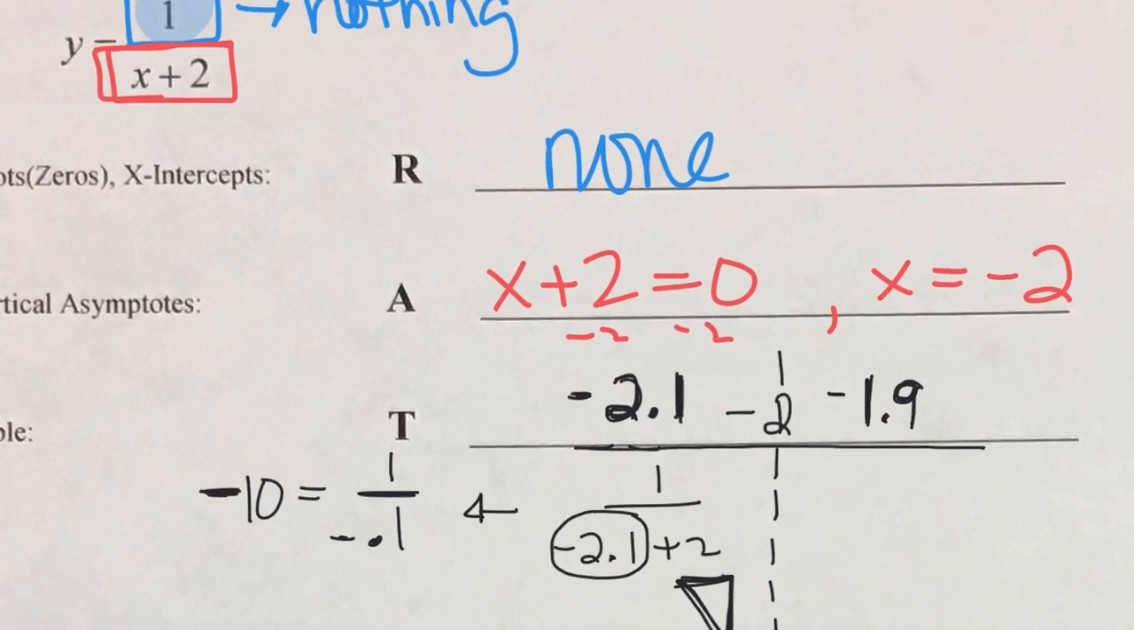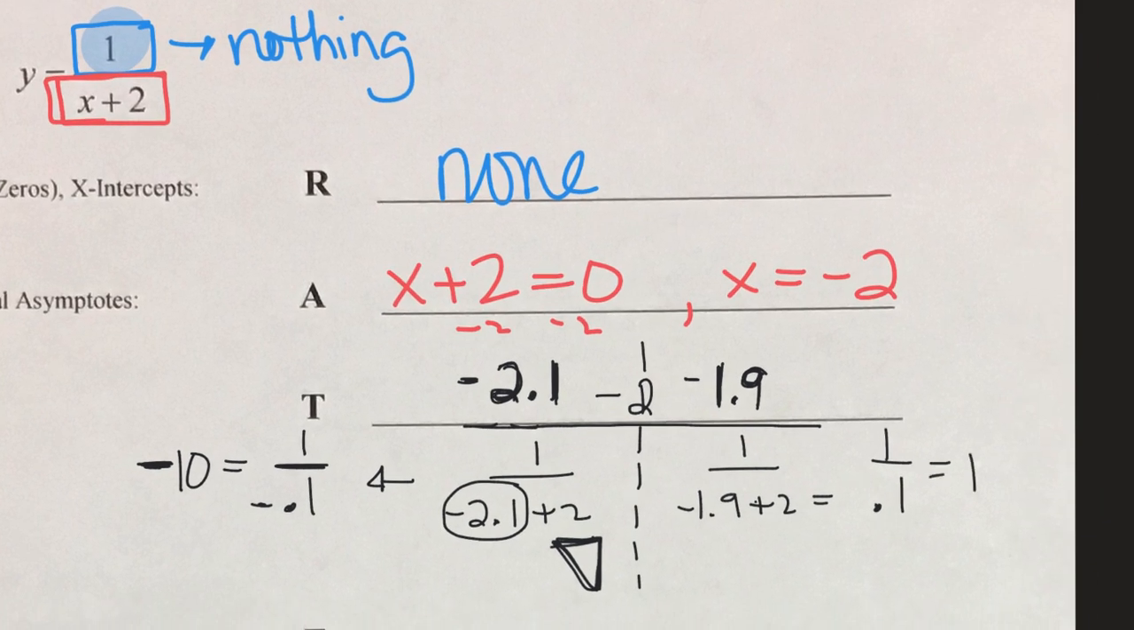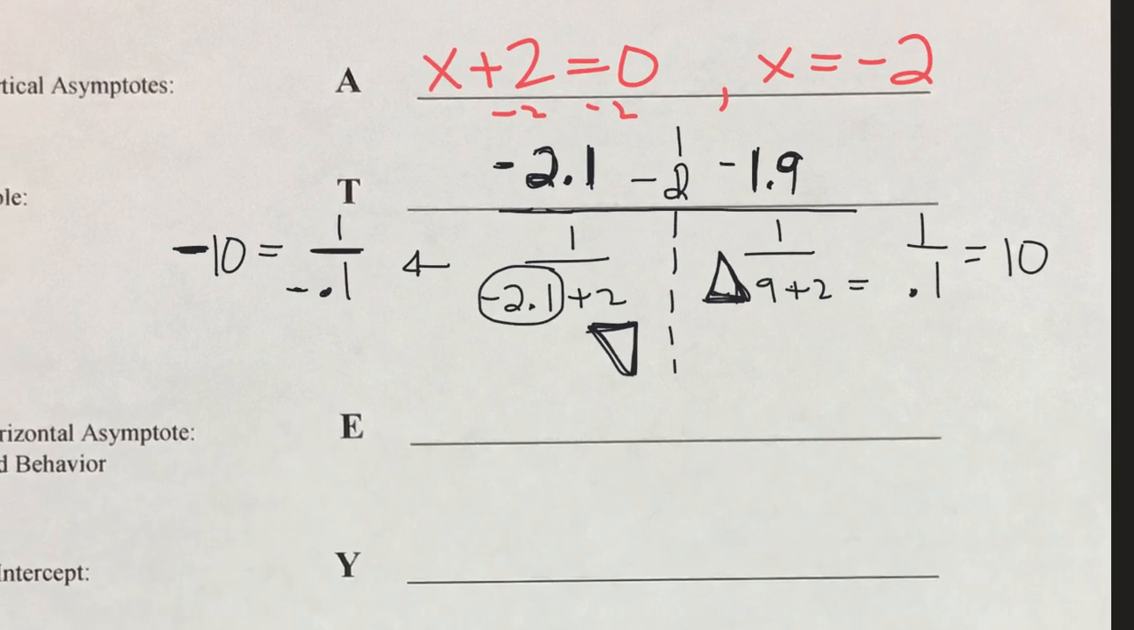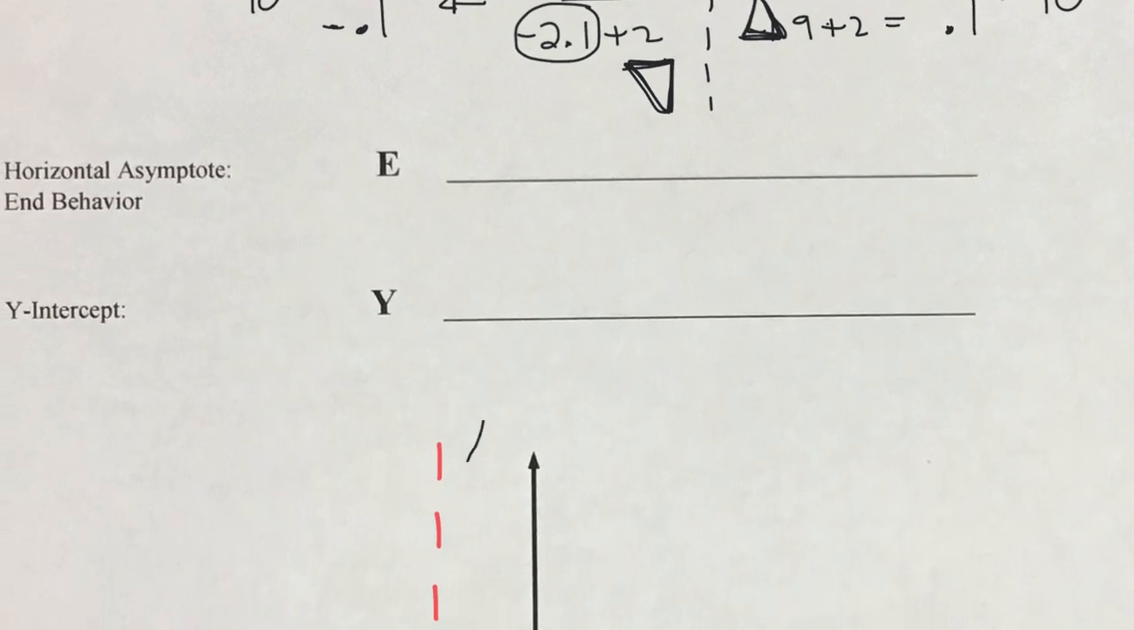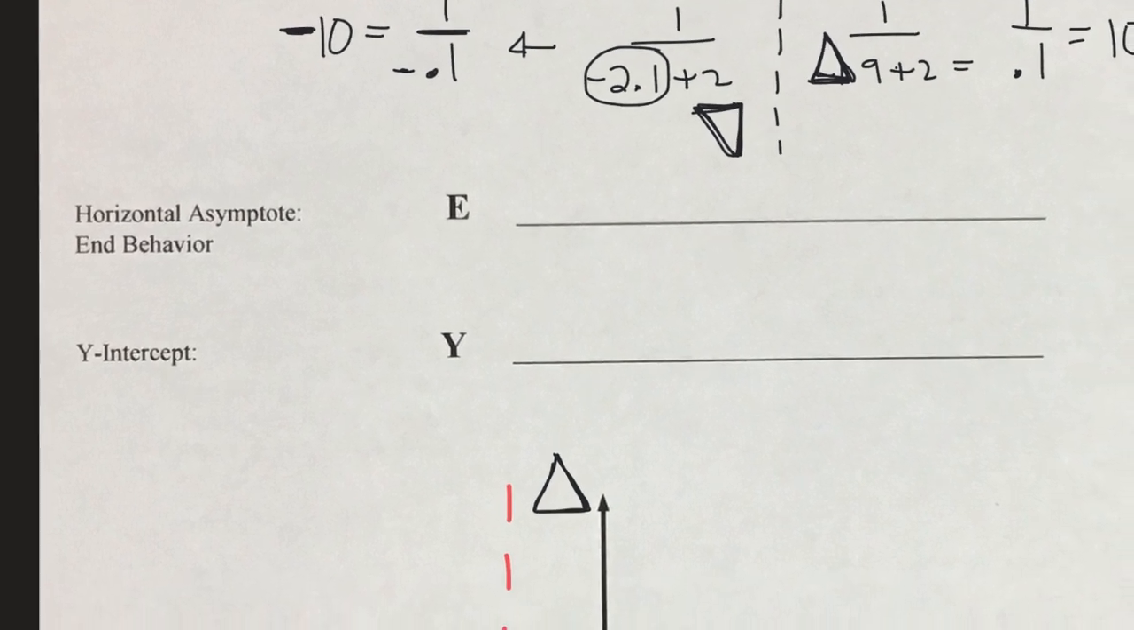Let's plug in -1.9 and see what we get. 1 over -1.9 plus 2 is 1 over positive 0.1, which is positive 10. So because we have a positive value, our graph is going to go up. It's going to go up to infinity on the right side of your asymptote. So remember, we're doing all this work so that we can sketch a graph. As we get closer and closer to our asymptote, our y values are getting larger and larger, they go up to infinity.